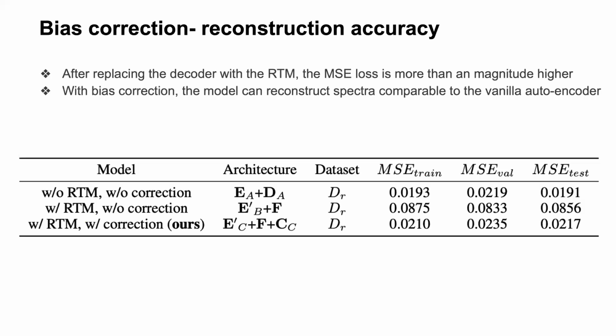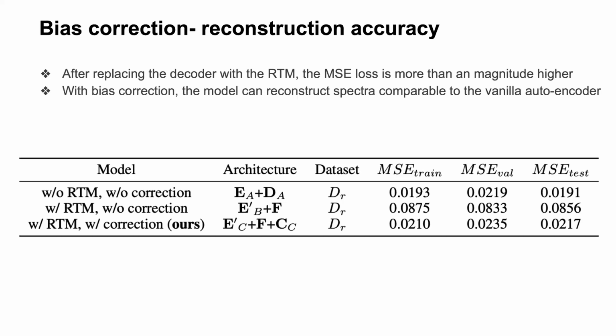So it seems that our model has effectively corrected the bias and learned variables. But to further evaluate the different effects of our experimental design, we conducted an ablation study. In this table, I have evaluated the MSE, the reconstruction loss, of different design steps along our pipeline. The first row is the classical auto-encoder approach without RTM, without correction, the MSE loss we got on the test dataset. Then we replace the decoder with the RTM, but without the correction.